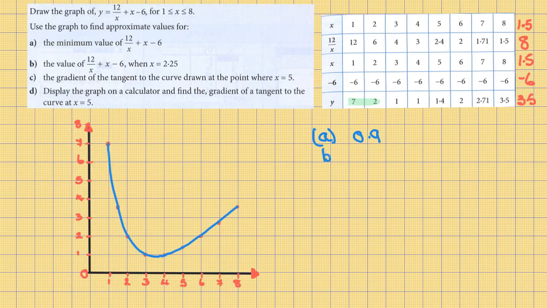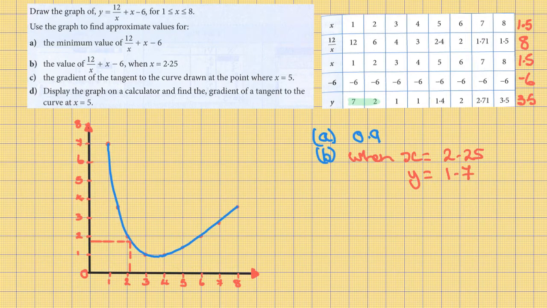B, when x is 2.25, draw a vertical line from x is 2.25 up to the graph. Then draw a horizontal line to the y-axis. When x equals 2.25, y is approximately 1.7.